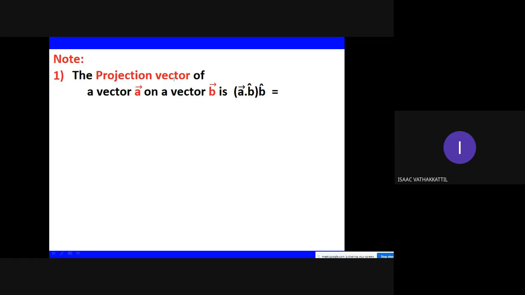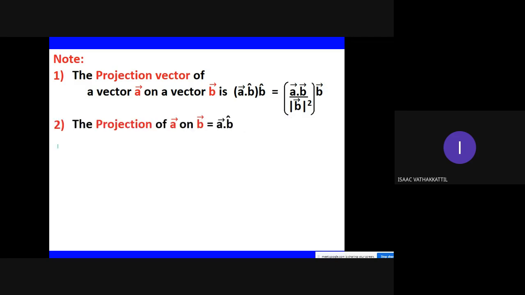So the projection vector, or vector projection, of A on B is A dot B cap multiplied with the unit vector B cap. You can easily observe what A dot B cap is. A dot B cap is A dot B upon magnitude of B, multiplied by B cap. B cap is B by magnitude of B. That is A dot B by magnitude of B squared into B. A dot B cap itself is A dot B by magnitude of B, into B by magnitude of B. So it is A dot B by magnitude B squared into B.